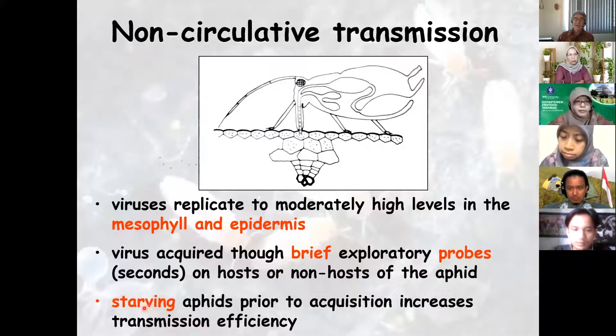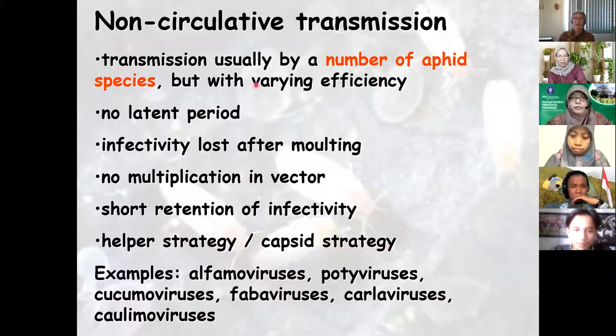If you starve aphids, keep them from feeding for a few hours before you do these transmission tests, the aphid will be very hungry, it'll probe very quickly, and you'll get increased rates of transmission. Most of the time, these types of viruses can be transmitted by many different aphid species. They don't have to be hosts of the plant. Many different aphids can do the job.